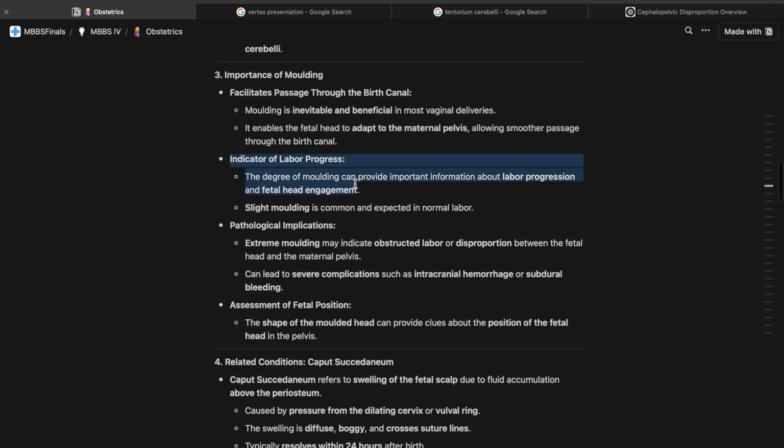So coming to the second point, sorry about that. Indicator of labor progress. The degree of molding can provide important information about labor progression and fetal head engagement. So as it passes through, the molding X at a particular station is different from molding Y, which is at a different station. That is how I understand it. Slight molding is common and expected in normal labor.